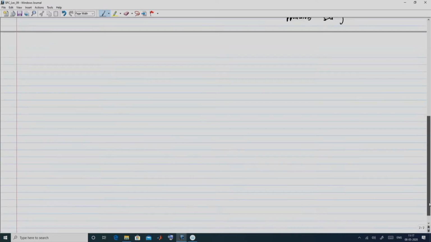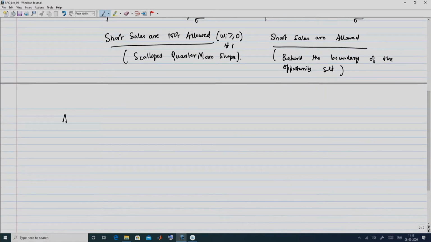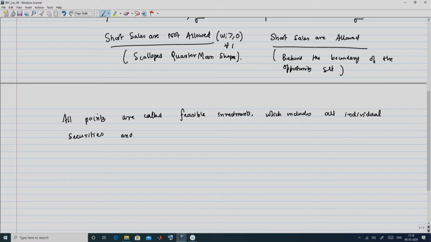All right. So, once you are done with this graphical representation, we can make the observation that all these points that I have plotted, which are actually infinite in number, are called feasible investments, which include all individual securities. That means you could have a portfolio of just one asset, that is also a legitimate portfolio in the opportunity set, and all possible combinations of portfolios in general.